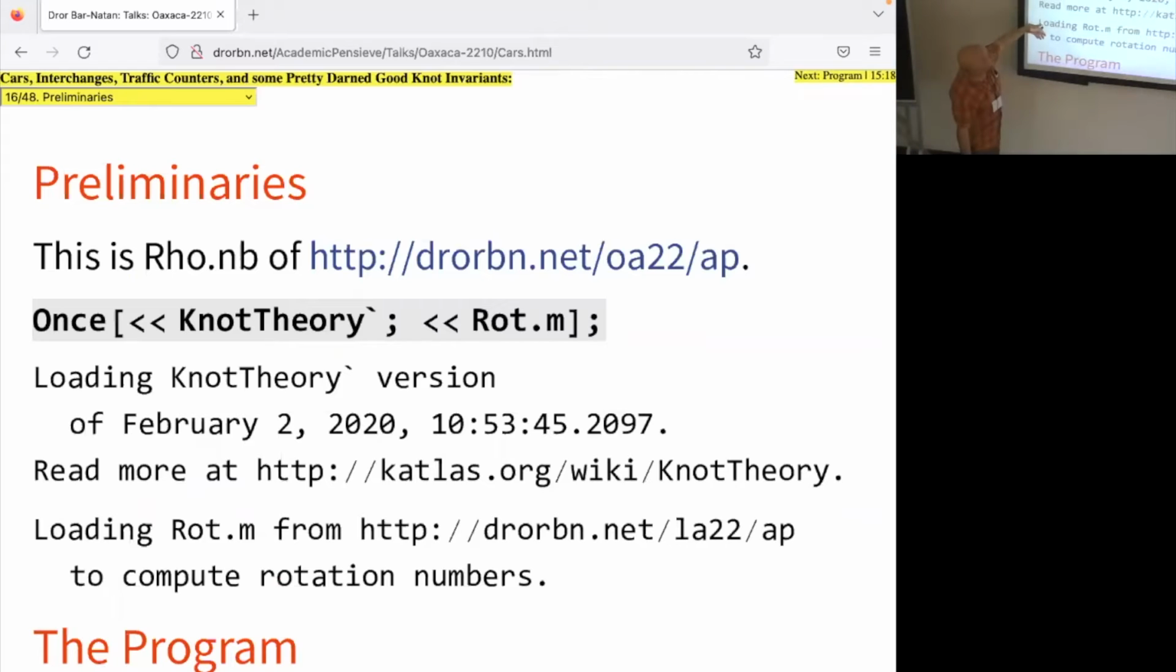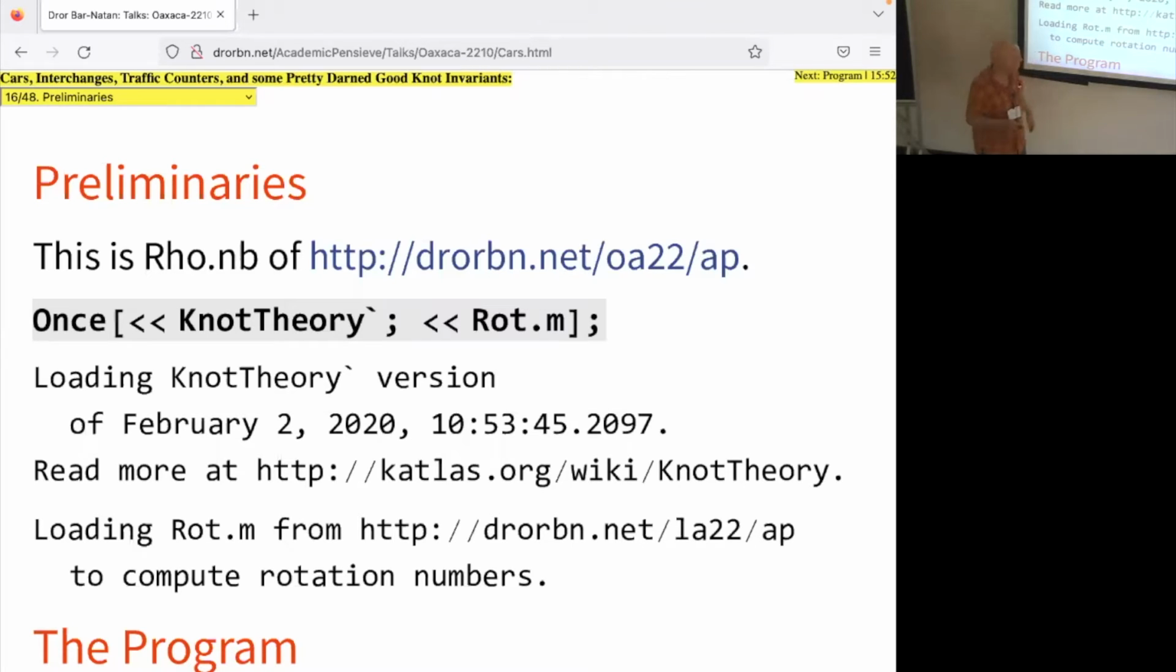The first thing is some preliminaries. I'm loading some library functions with no content whatsoever. The only content is the list of knots and a routine that computes rotation numbers. Rotation numbers are easy to say, but given an actual knot, figuring out the rotation number of each edge takes a little bit of computational programming effort. That's what rod.m does. The computational effort is trivial. It runs in linear time.